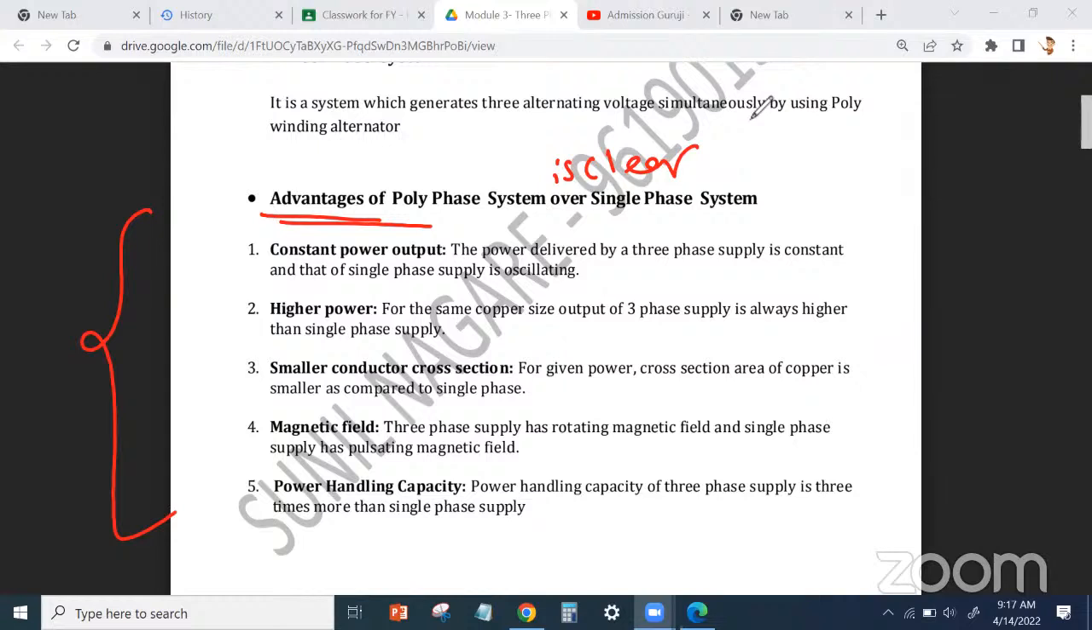Okay, this is the second question they may ask you. What was the first question? What are the definitions: single phase, polyphase, and three phase. Second question, advantages of polyphase or advantages of three phase over single phase. Okay, let's go. These are the 5 points.